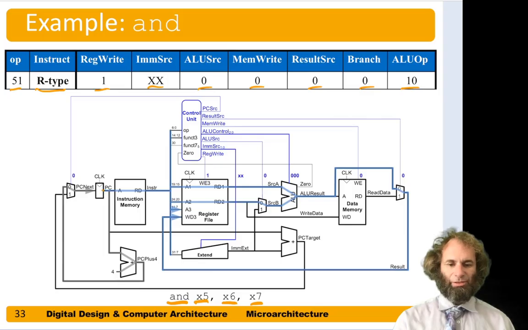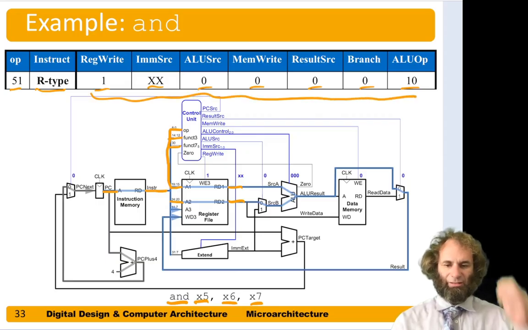Let's take a look at the operation. The program counter comes out of the register, goes into the instruction memory. We fetch the instruction, which is the AND. The two sources, x6 and x7, we put those addresses into the register file, and we read out the contents of registers x6 and x7. Meanwhile, we send the instruction up to the control unit, and based on that, it produces all of these control signals like we asked for.